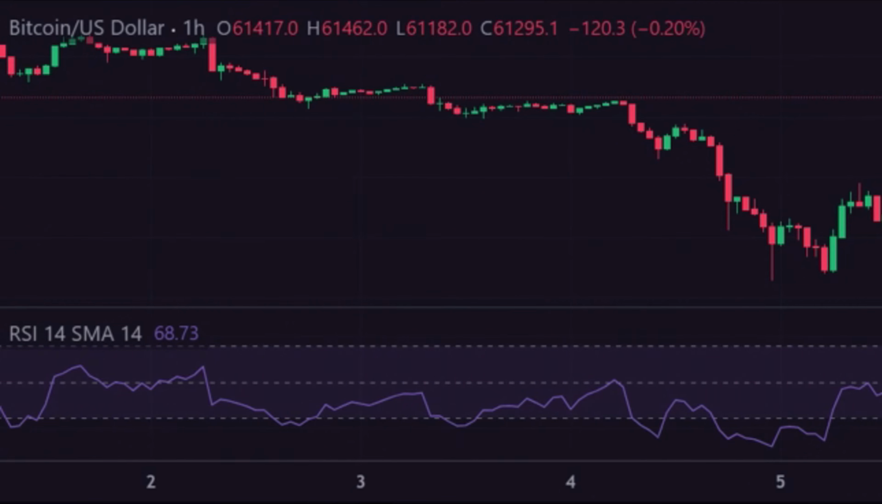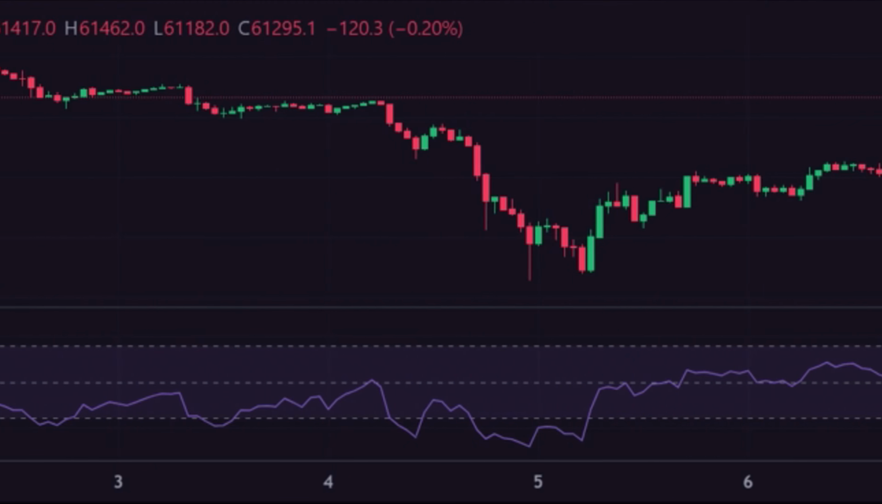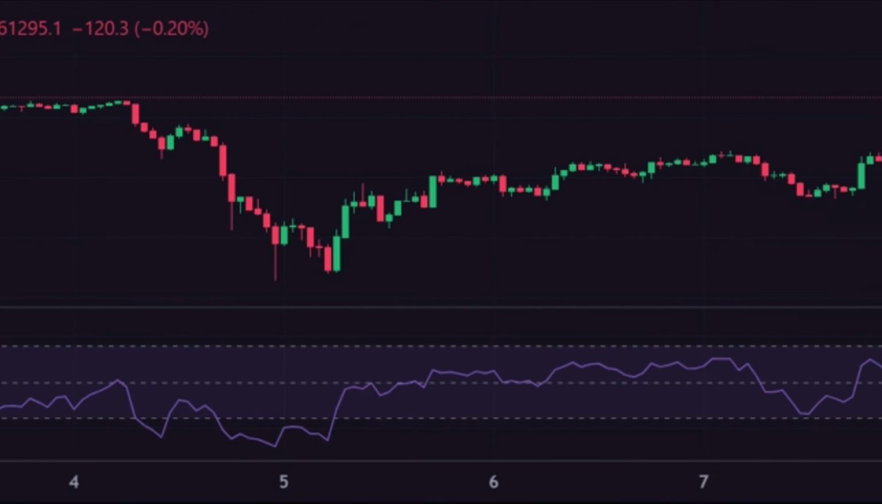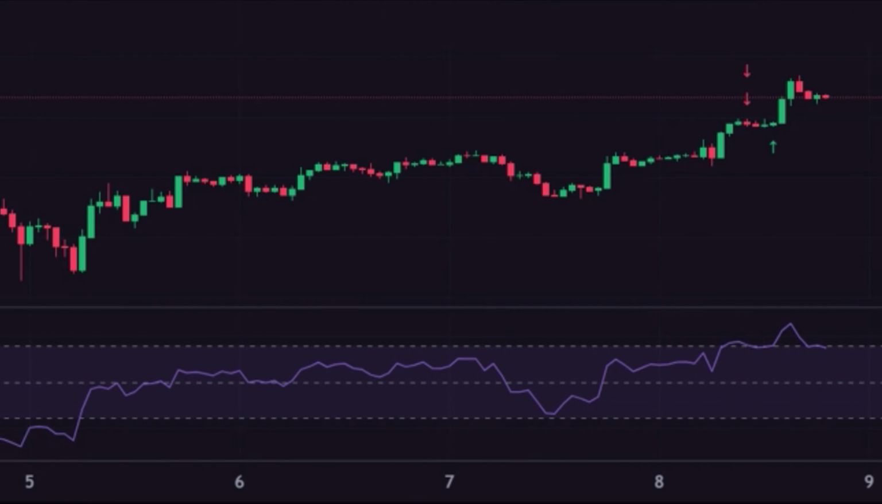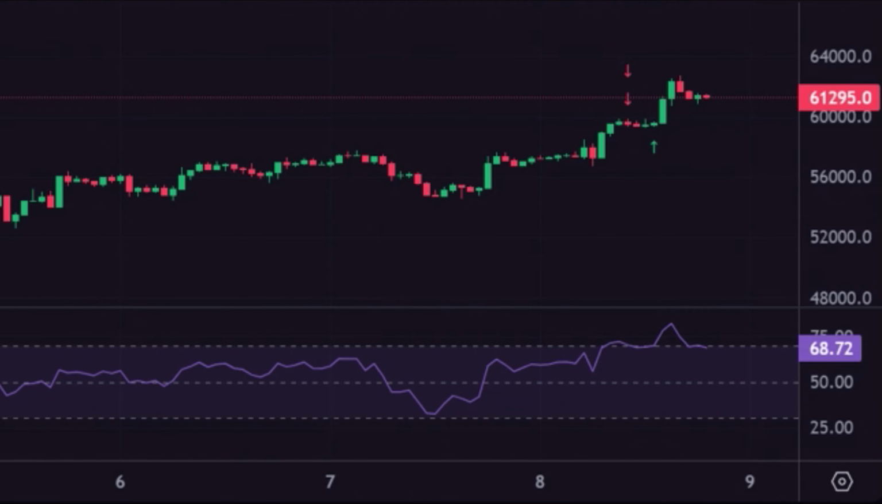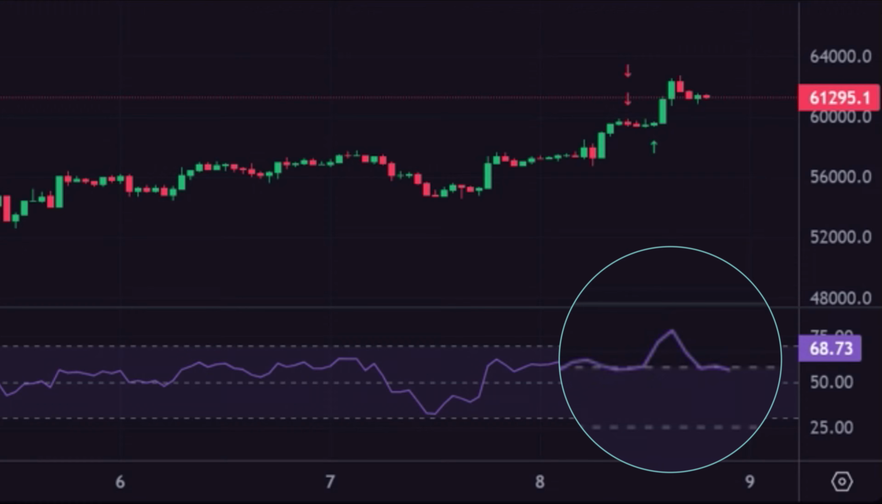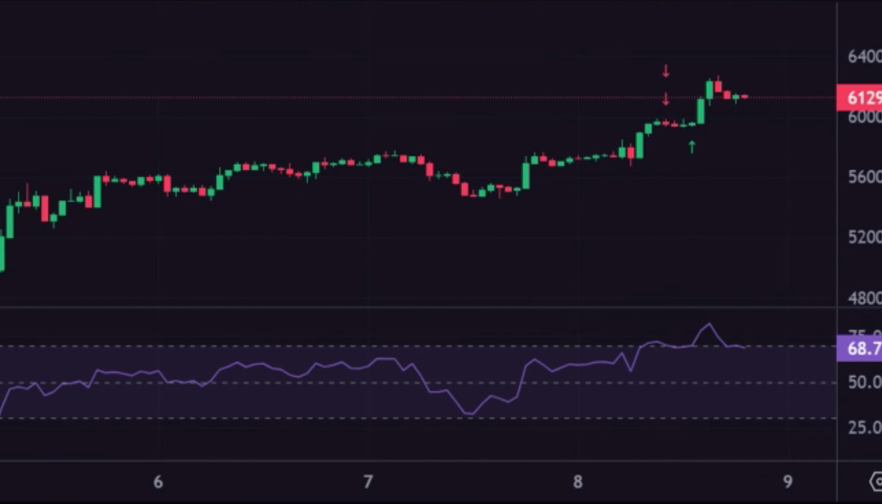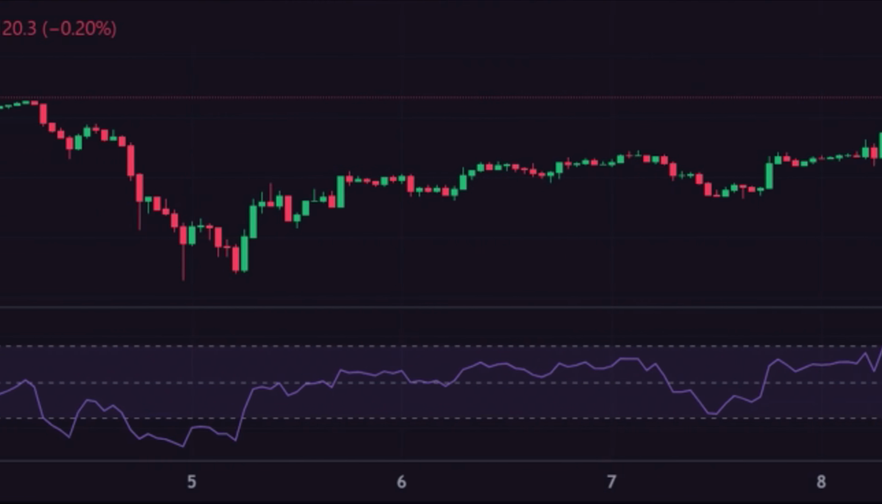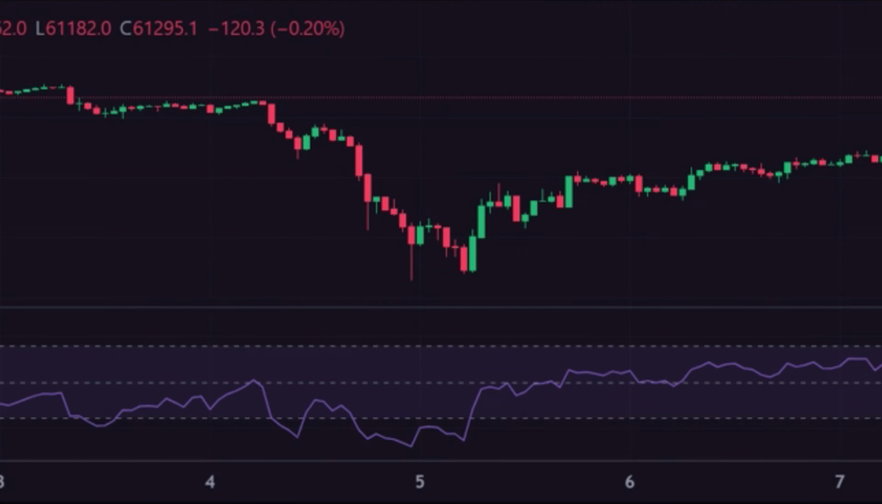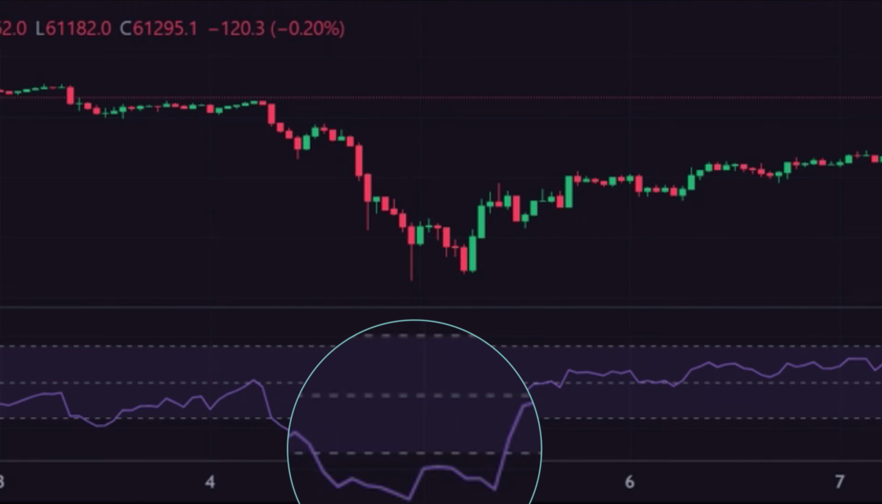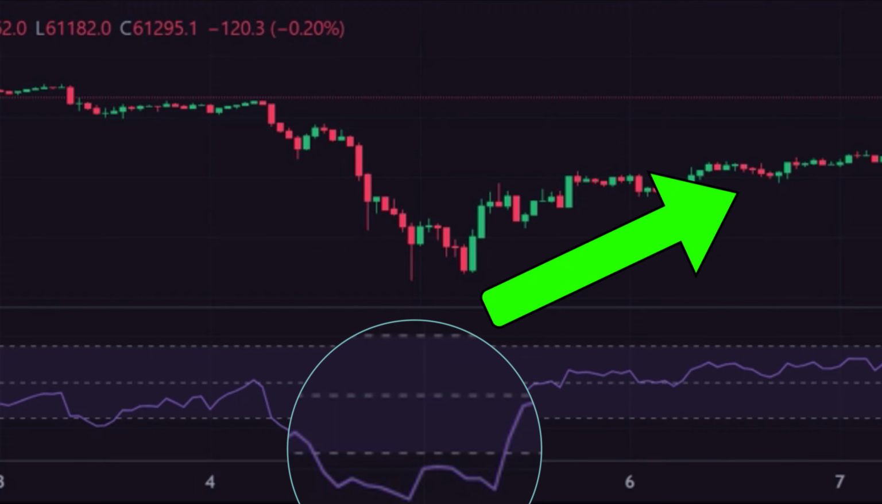Let's look at an example to better understand how to interpret RSI values. In this chart, you can see the price movements of a cryptocurrency along with the RSI values plotted below. Notice how the RSI moves in response to the price changes. When the RSI enters the overbought zone above 70, it often signals that the price may soon decline. Conversely, when the RSI dips below 30 into the oversold zone, it suggests that the price may soon rise.